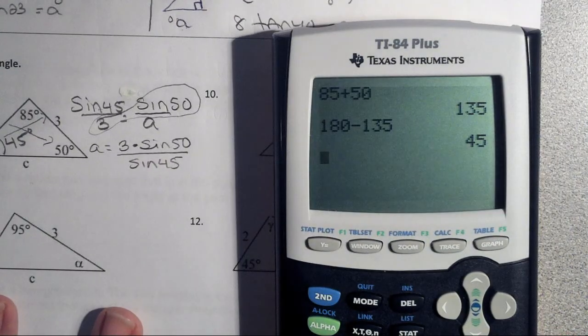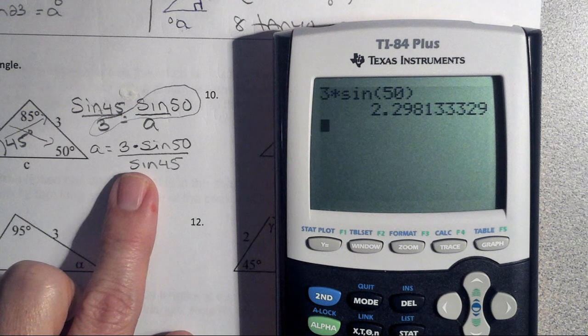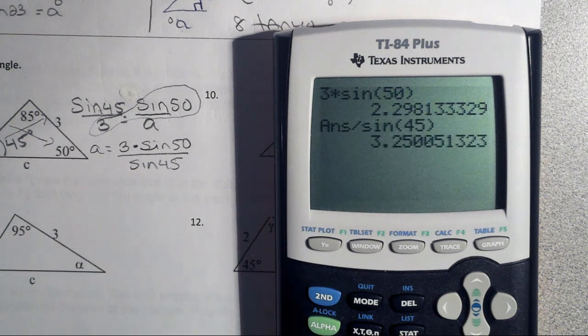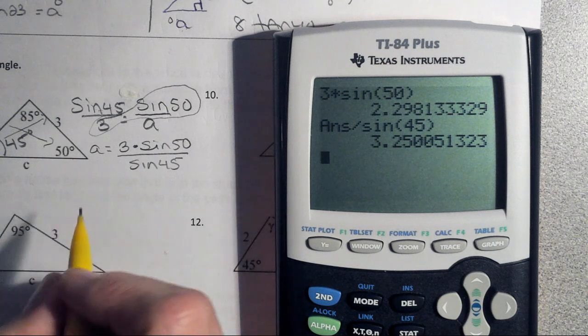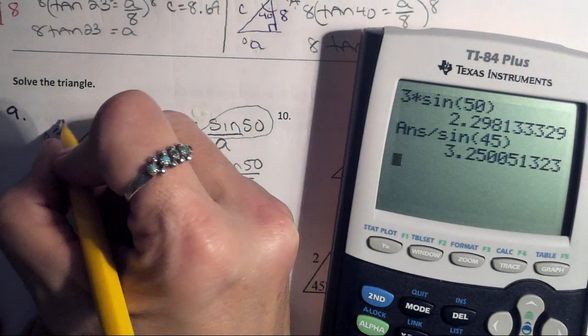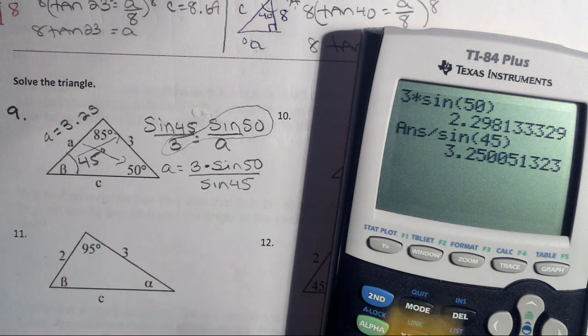So again, we're in degree mode already. We're going to type this in. 3 times sine of 50, hit enter, divided by sine of 45. And we see that A equals 3.25. So side A equals 3.25. All I have left to find is C.